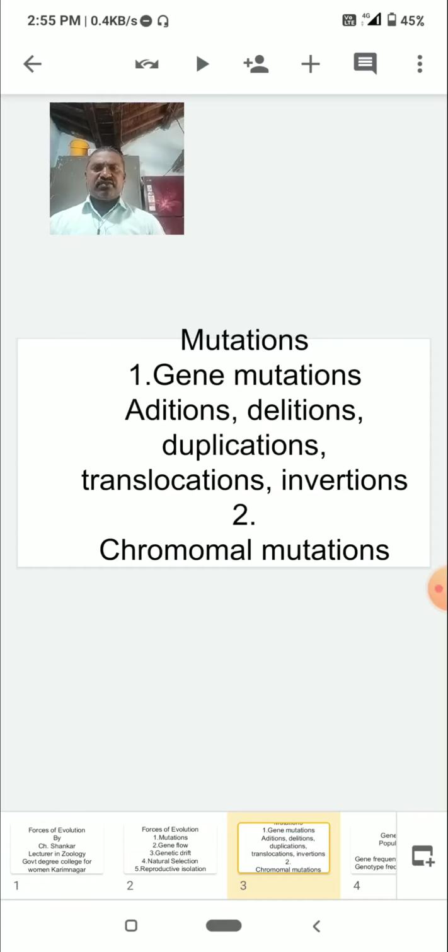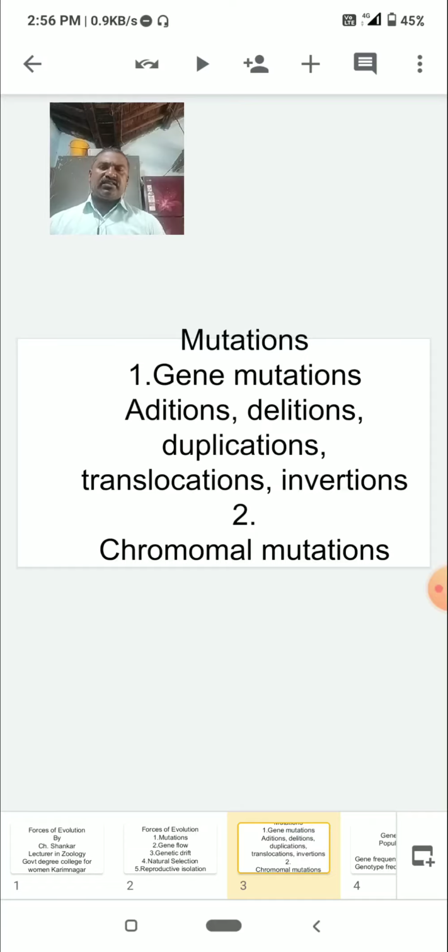If these mutations are very useful to the organism, they are present in the next generations and transmitted from generation to generation. That is called gene mutations. The second one is deletions. Loss of the last part of a chromosome is called deletion. By deletions some genes are lost. If this character is useful to the organism, that leads to evolution.